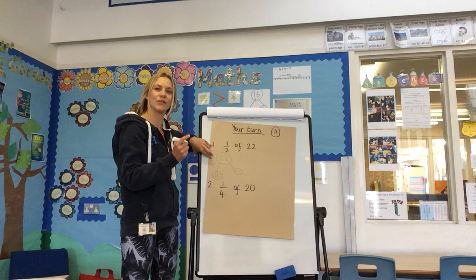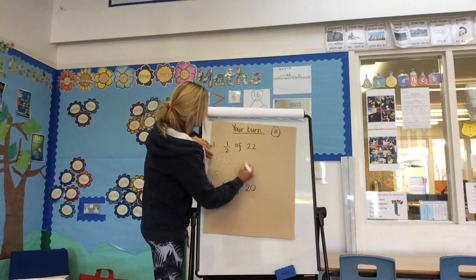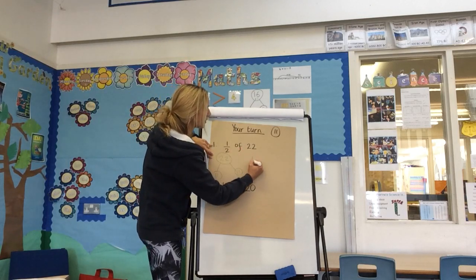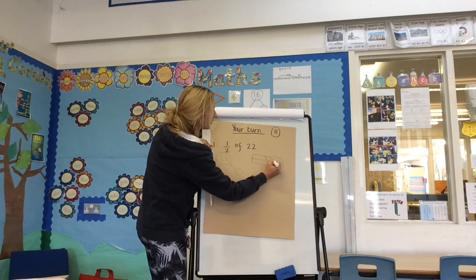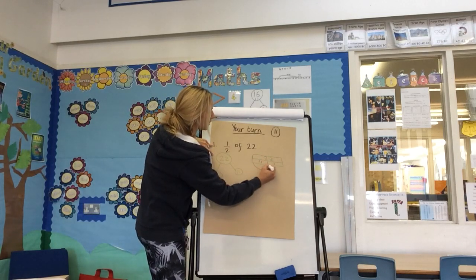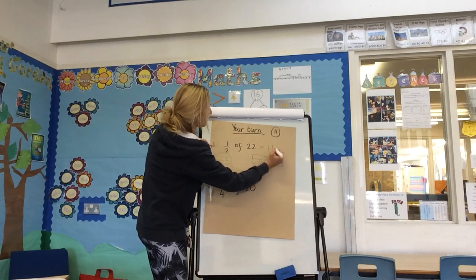Oh, I know that 22 is in the 11 times table. 2 times 11 is 22. My bar model, 22. So one half of 22 is 11.